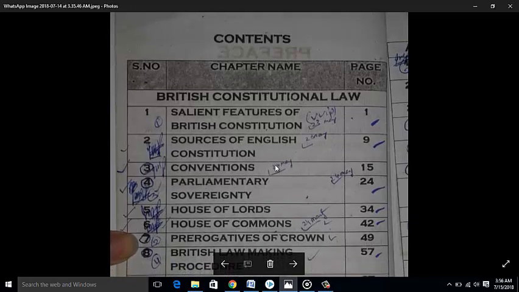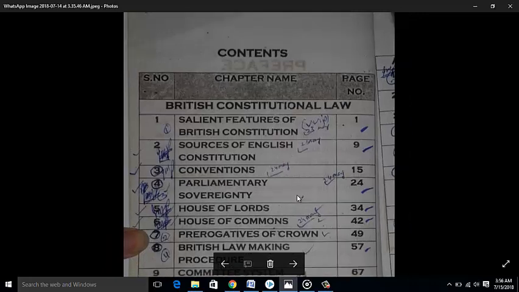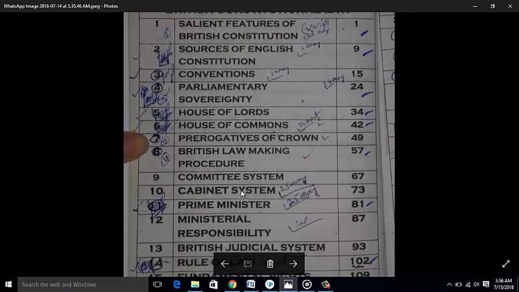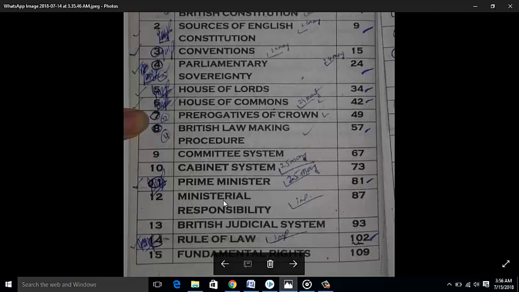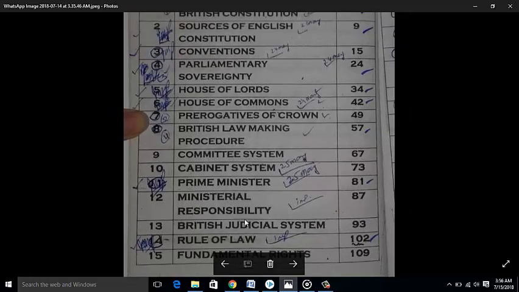Important questions of constitutional law. As you know, constitutional law is based on British constitutional law or American constitutional law. Please note that these topics are so important. Salient features of British Constitution, sources of English Constitution, conventions, parliamentary sovereignty, House of Lords, House of Commons, cabinet system, prime minister, ministerial responsibility, rule of law.